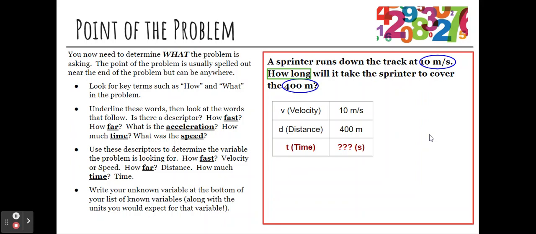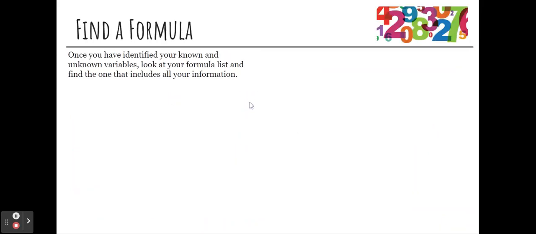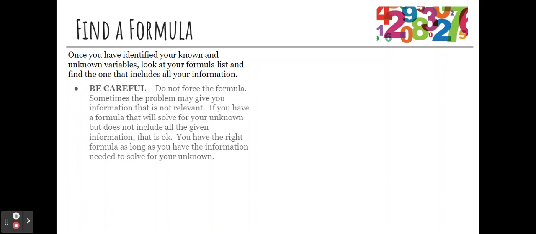All right, so now I know what the point of the problem is. I have all of my information organized. It's time to find a formula. Once I've got my information listed out, it should be pretty straightforward to find the correct formula, but you need to be careful. Do not force the formula. There are going to be times where these problems give you tons of information, and you don't always need all of it to solve the problem. So don't pick a formula that's going to incorporate everything unless it also has a single unknown.